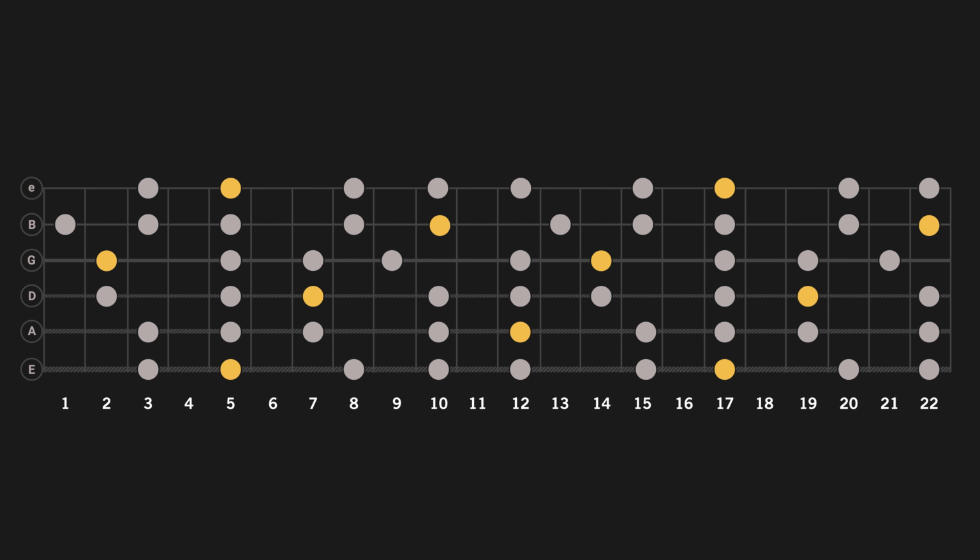We recommend that you start with the minor pentatonic scale, and from there, either advance to the famous songs or head for the other scales.